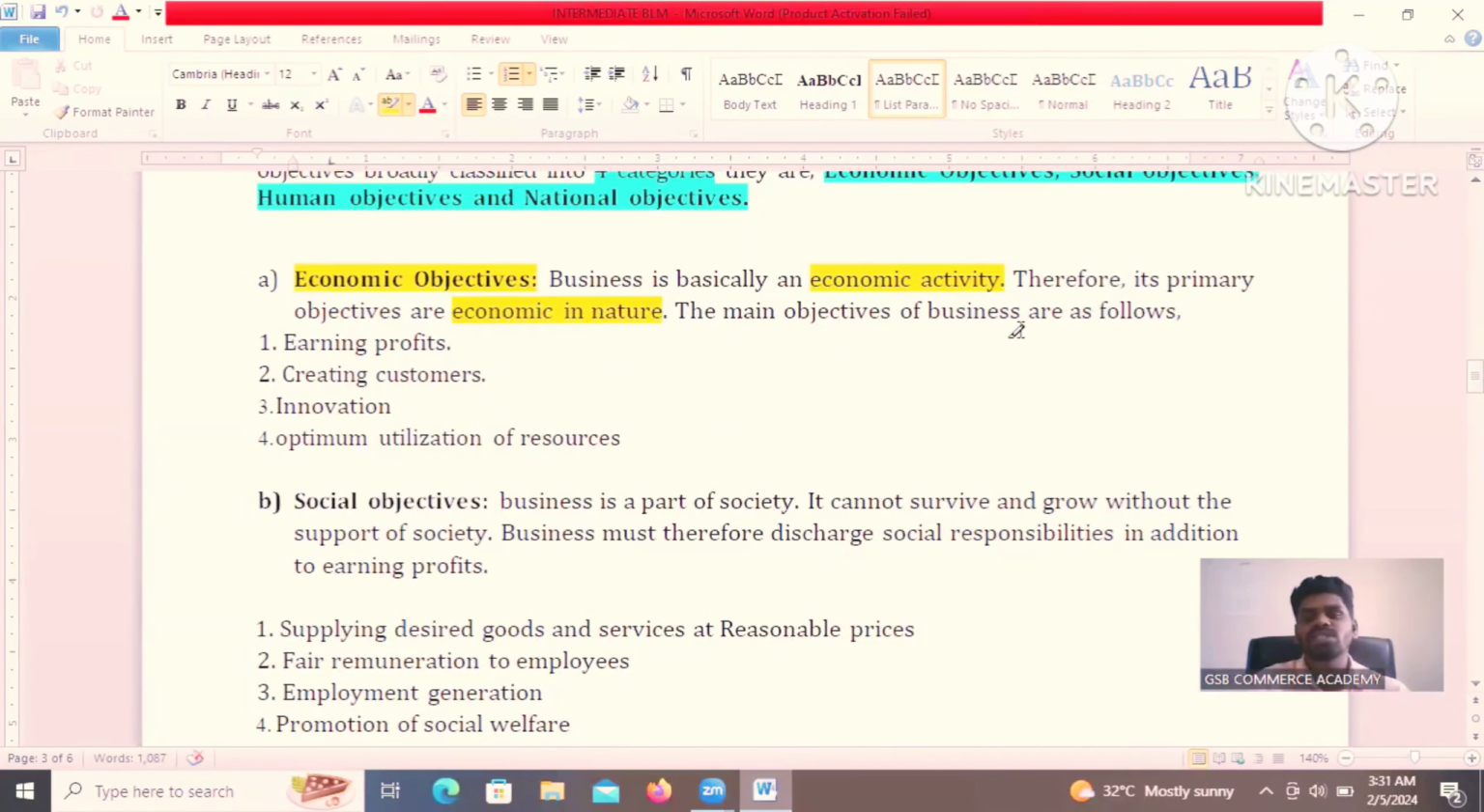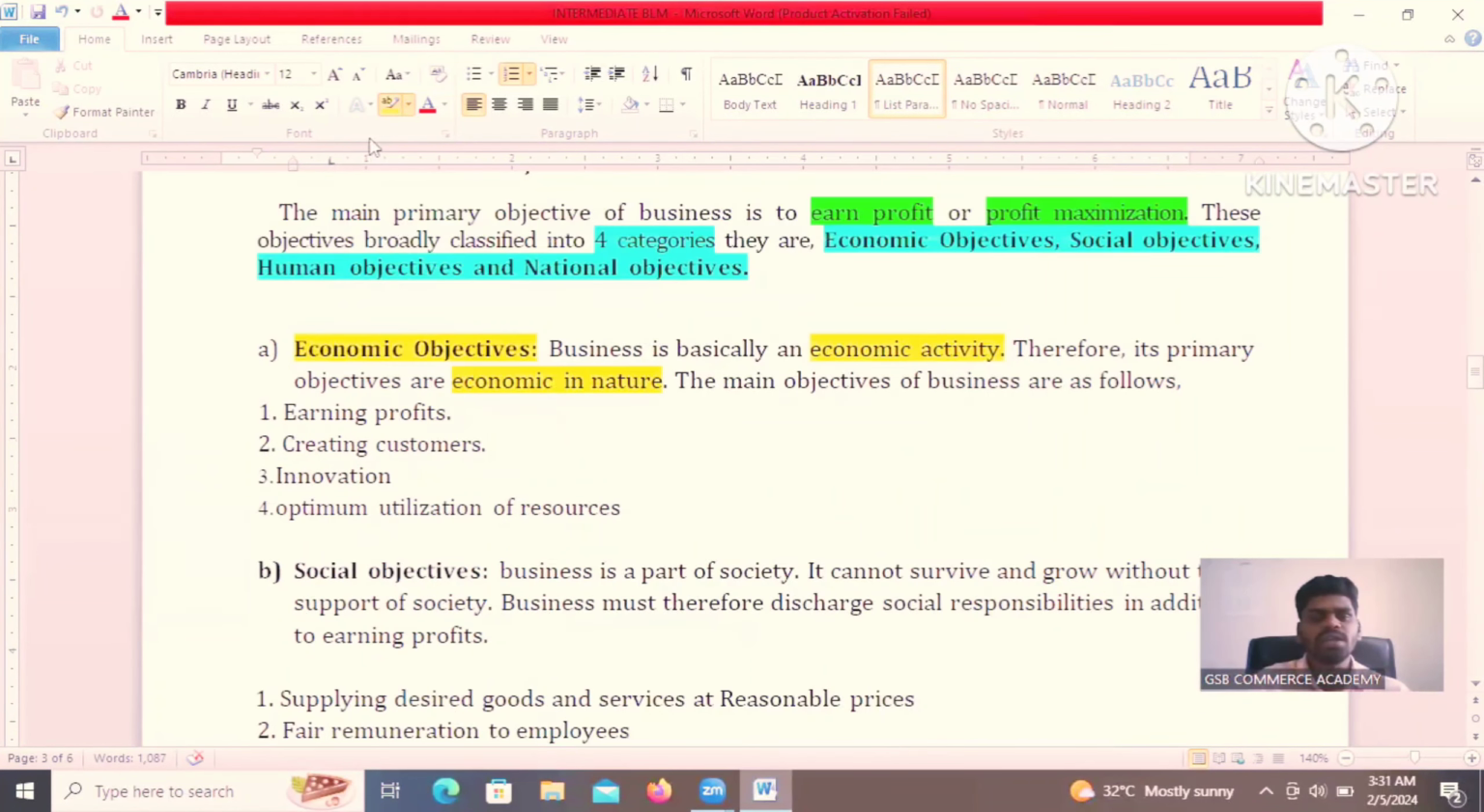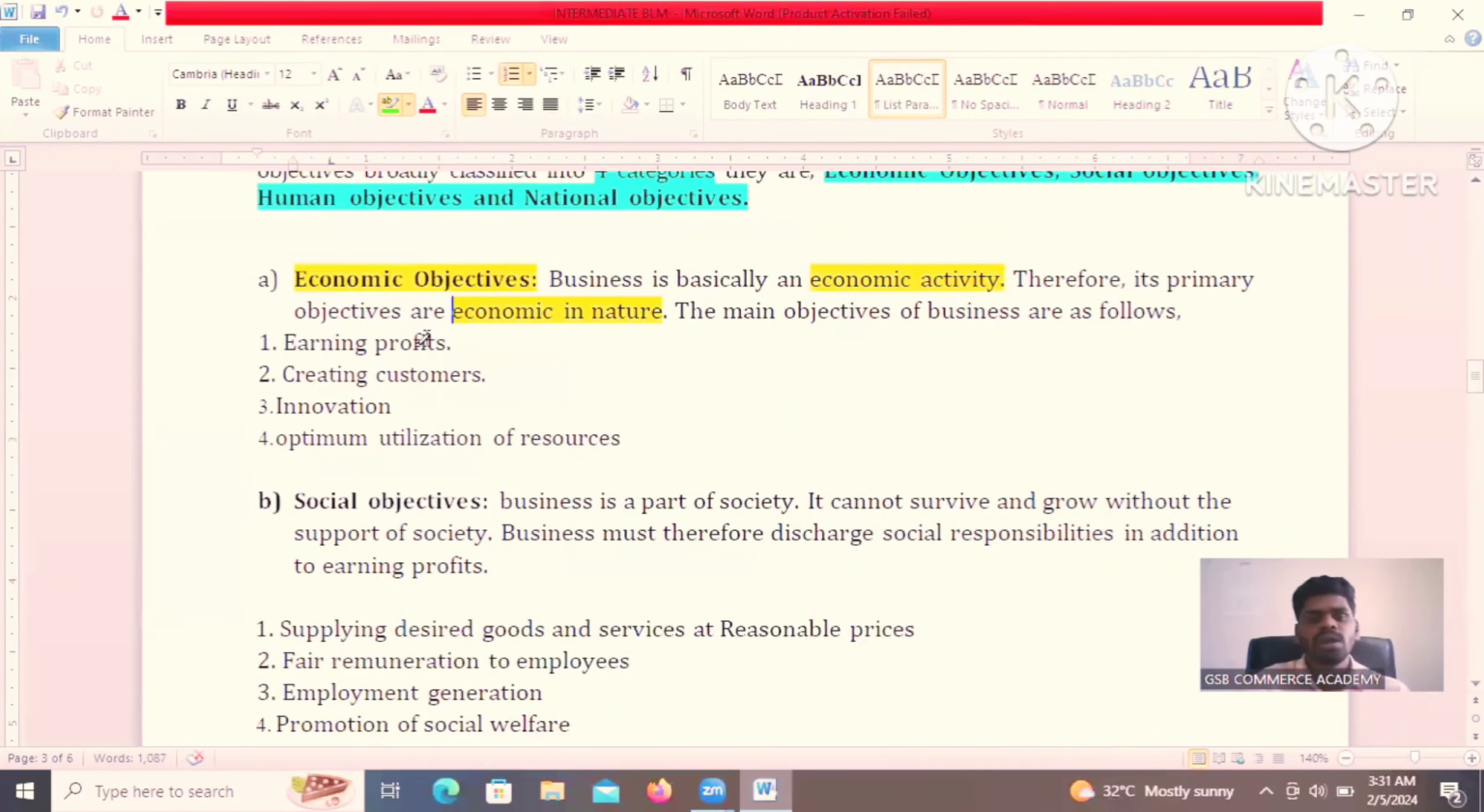The main objective of the business is as follows: earning more profits. Here, using the best raw material with minimization of cost, producing the best quality of goods and services for every human being and earning more profits. This is one of the economic objectives of the business. And creating customers: providing the best quality of products to every human being and reaching new customers. Attracting new customers, based on that, you have to provide good quality goods and services.